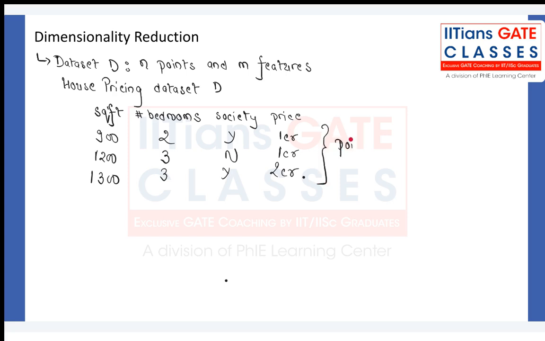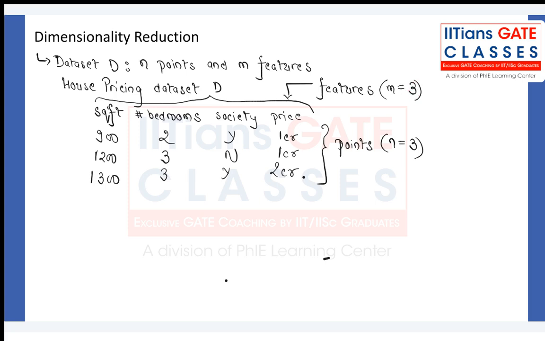Okay, so typically these rows are your different points, and in this case, n is 3. While the columns in the data set, which are the square feet, the bedrooms, the society, the price, are the different features in the data set. So in this example, m is equal to 3. Okay, so this is basically what the data set means.